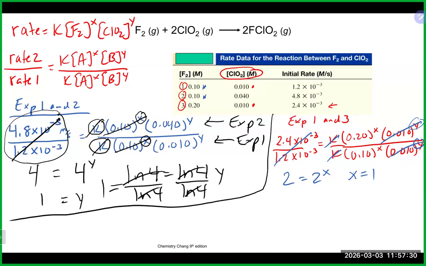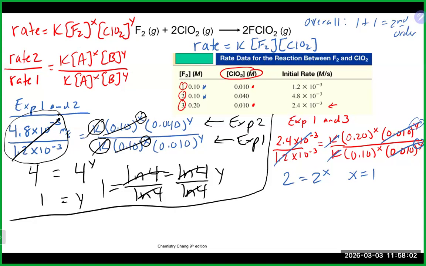That, by figuring out those orders, will allow us to write the actual rate law, which is the rate is equal to K, F2 to the first order, and ClO2 also to the first order. The overall order in this case for this reaction would be what? Yeah, 1 plus 1, which is both orders added together, will get us an overall second order reaction at this point. First off, any questions up to there?